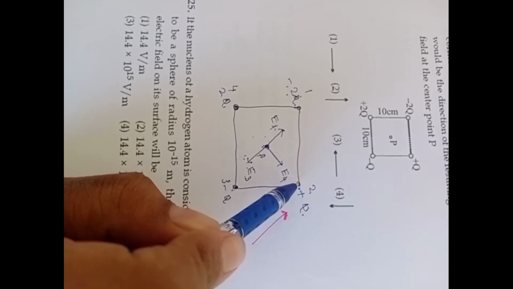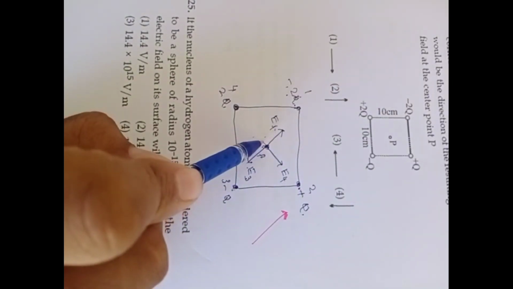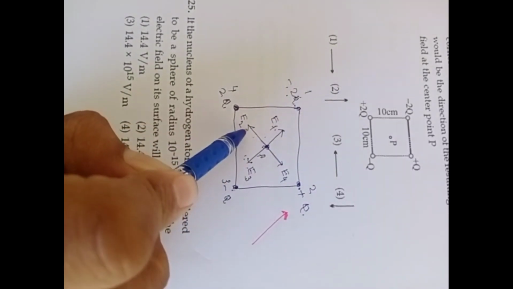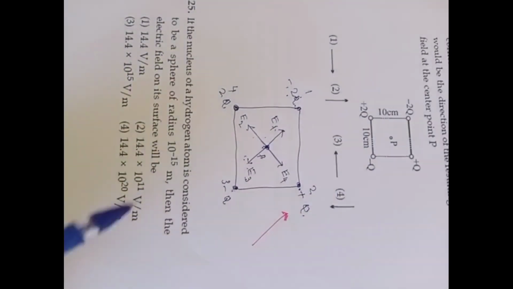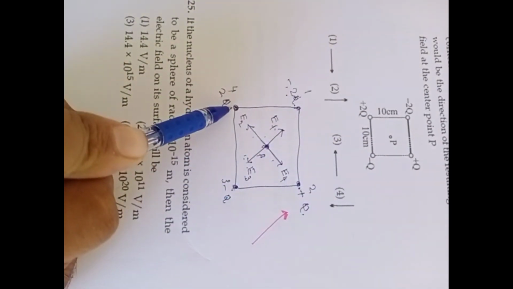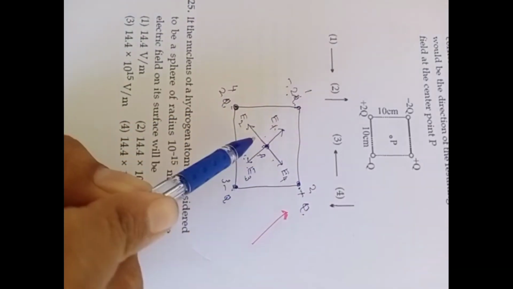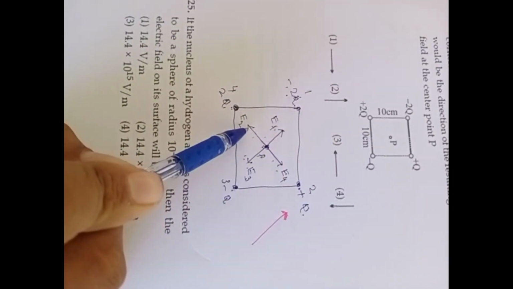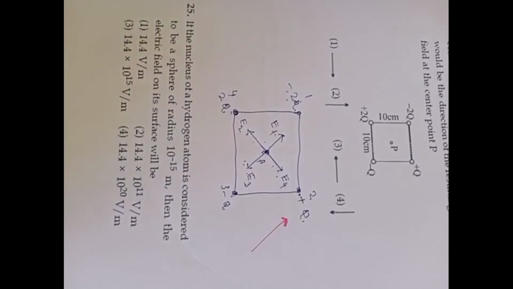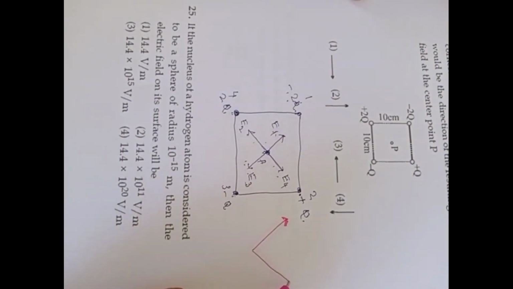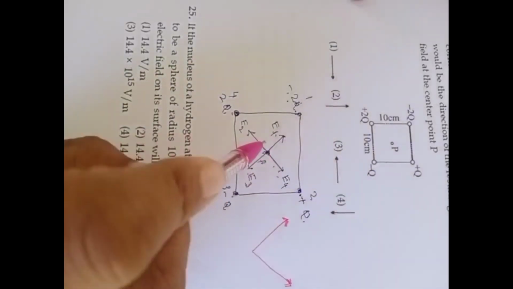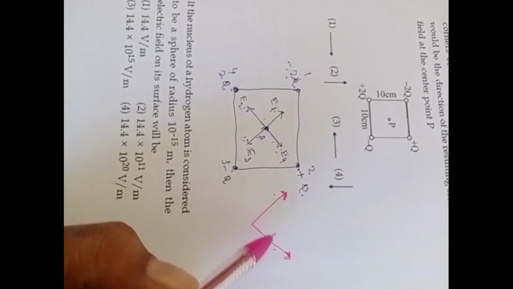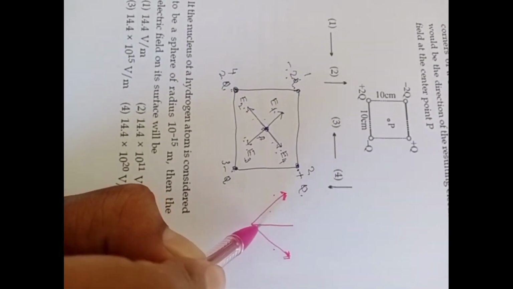And next here, what will happen? Q, field will be in this direction. Between E4 and E2, which will be more? E4 will be more, because 2Q is more. Because of 2Q only E4 is coming. So that's why E4 is more than E2. So the field will be in this direction. Here, because of these two, the field will be in this direction. So these two effective will be in this direction.